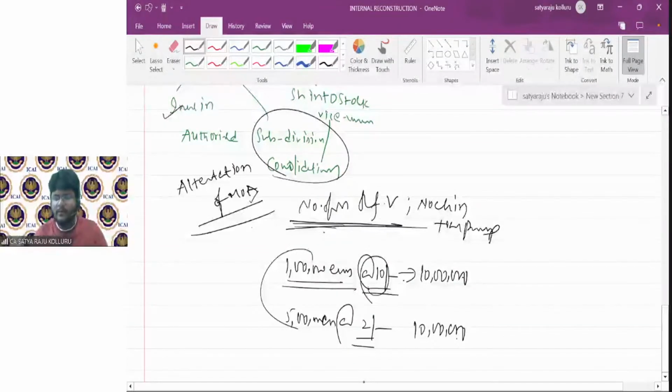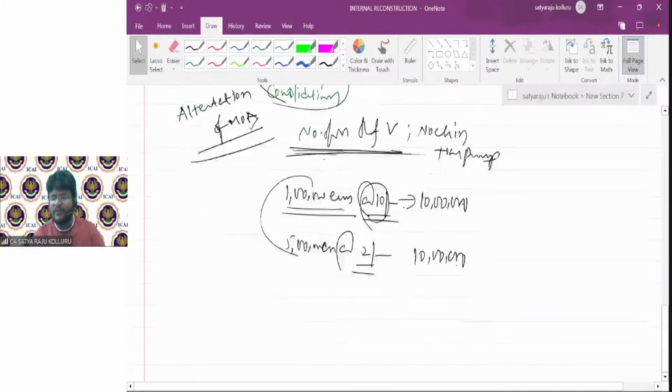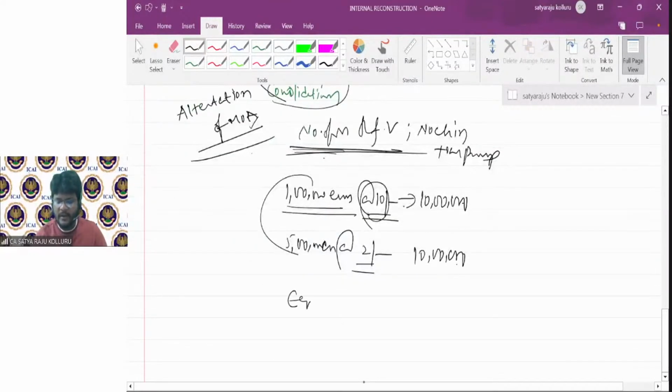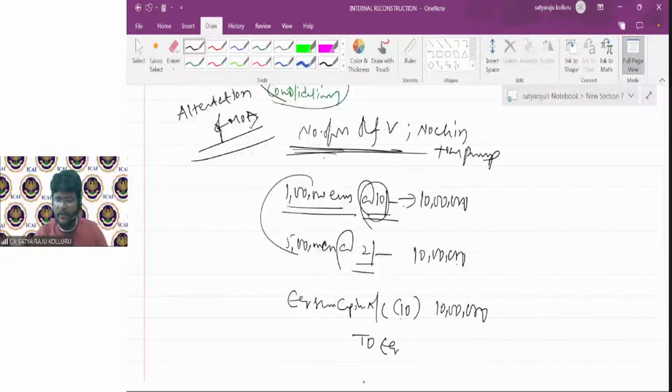Now, at the time of subdivision or consolidation, what is the journal entry, sir? I'll tell you, concentrate. Equity share capital account debit. Sir, old face value how much? Just put it in brackets, old face value 10 rupees. There is no change in the paid up capital, 10 lakhs. To equity share capital, in brackets new face value 2 rupees, 10 lakh. Literally, there is no impact on the financials after passing this journal entry.